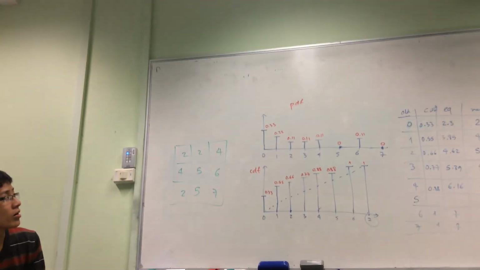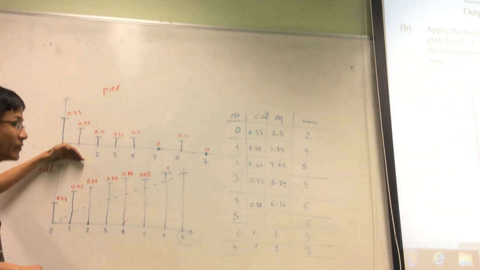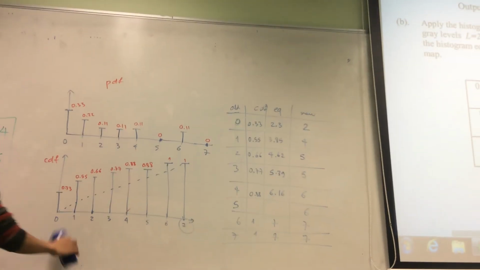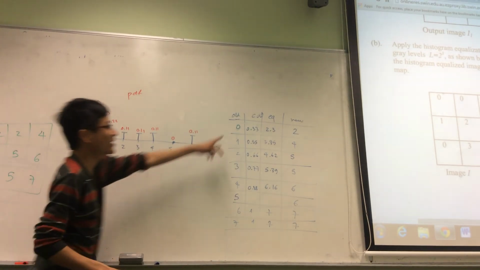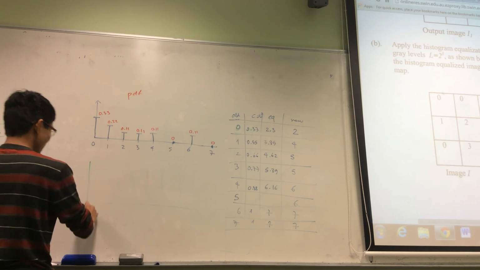Now some questions don't give you this. You don't need the matrix here. You only need this, the histogram equalization. Can you draw the new PDF and the new CDF without looking at this? With the new one.